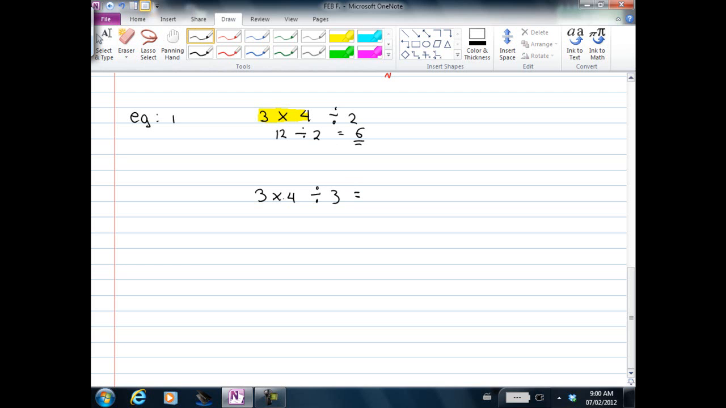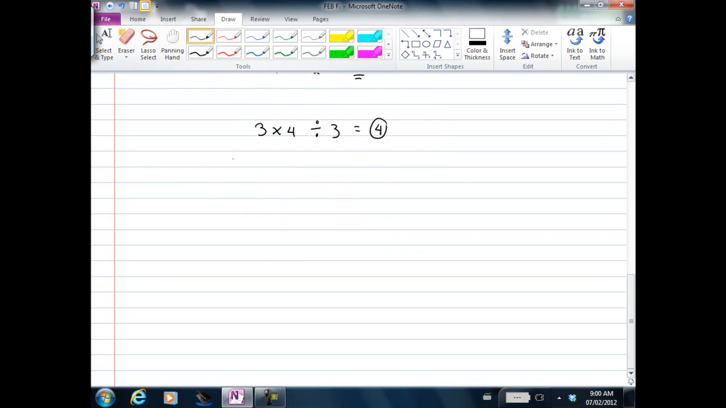Guys, gals, solve this for me. 3 times 4 divided by 3. Karen, what is it? 4. 4 is correct. See, that was easy. I'm going to now just make it a bit more challenging for you. Example 2. I'm going to add some additions in there this time. Good luck.